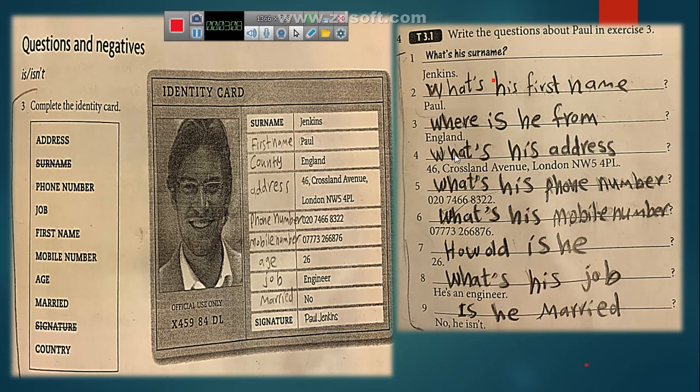The question is, what's his address? And then the phone number. What's his phone number? What's his mobile number? And how old is he? How old is he? 26. What's his job? He's an engineer. Is he married? No, he isn't.